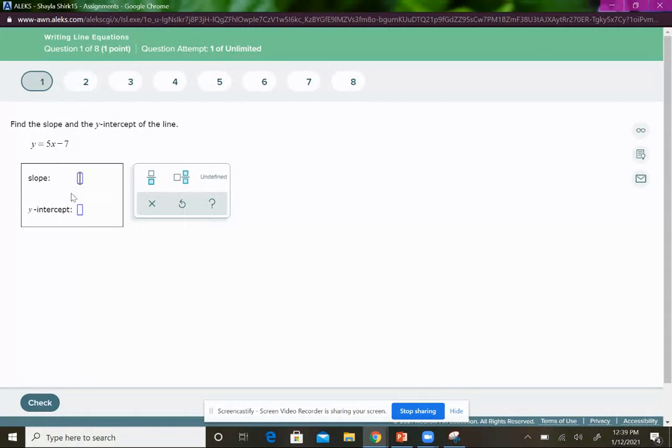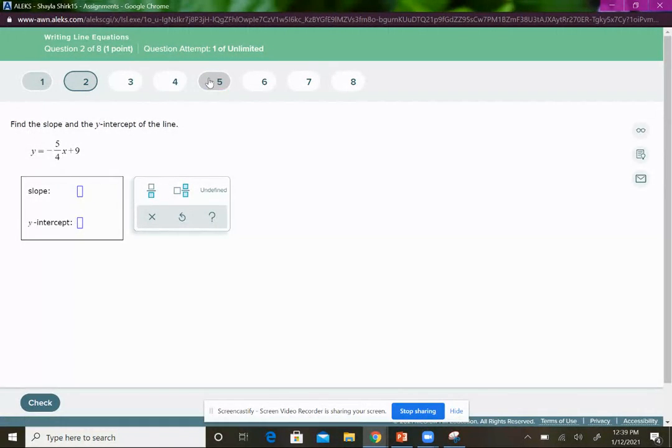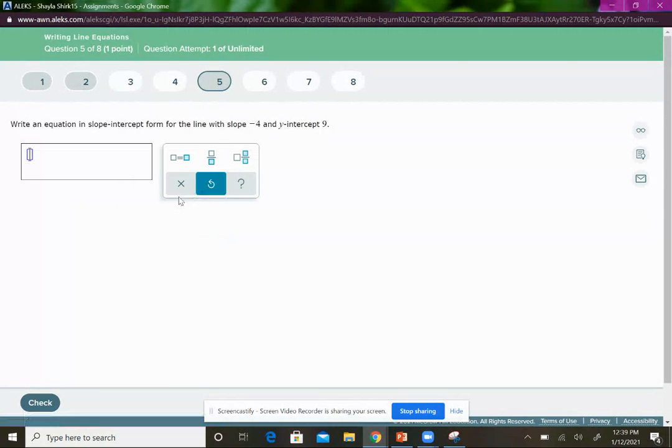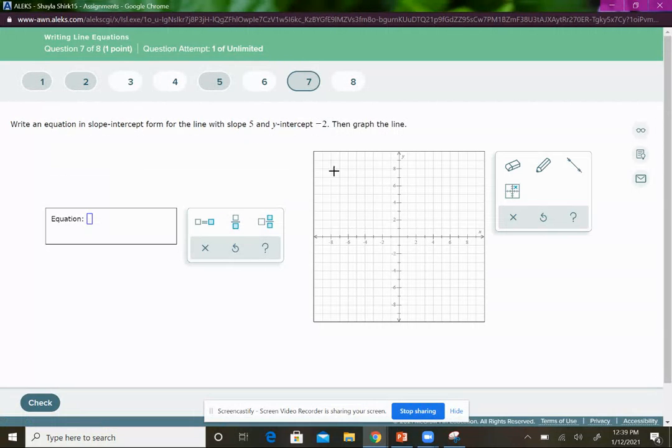You are going to just do the slope and the y-intercept. And then same thing for here. When you get to the other questions, you're going to write the equation given the slope and the y-intercept. And then the last 3, you are going to graph given the slope and the y-intercept, and then write the equation. At any point, if you need help with anything, please email me, and I can check in with you right away.